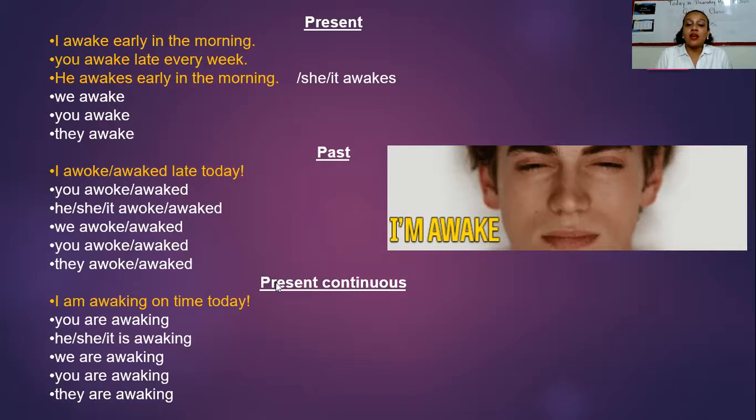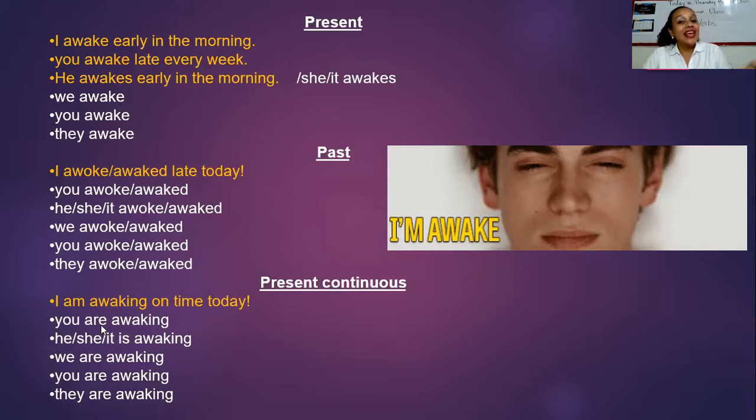And what happens if you want to say that something is happening now? Present continuous. We can identify the present continuous by using ing at the end of the verb. There is a rule that tells us that if the verb finishes in the vowel E, you have to drop the E and add ing. I am awaking on time today. Look, I am awaking, that's happening now. Yes, I am awaking on time today. That means you are early. You are a good student or maybe a good worker.